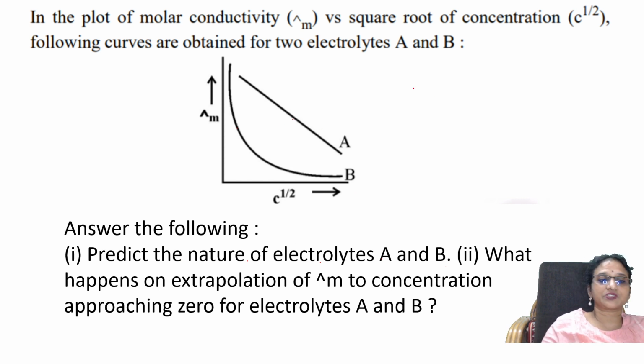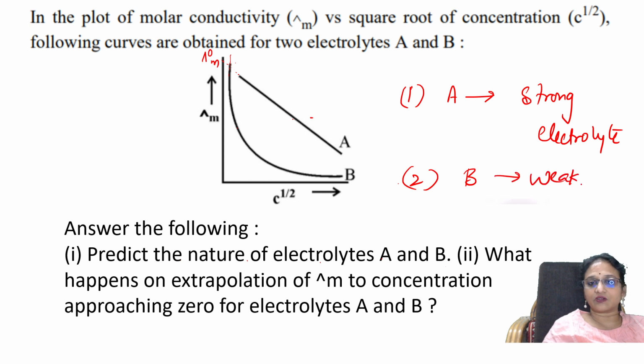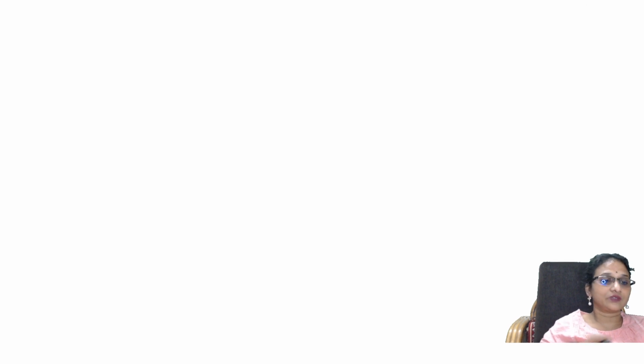First of all, students, first question let us write. A is nothing but the graph for a strong electrolyte. Yes, straight. Because when you join, you'll be getting a concept of limiting molar conductivity. But for weak electrolytes, you can never join it. B is a weak electrolyte. So they asked you, predict the nature of electrolytes.